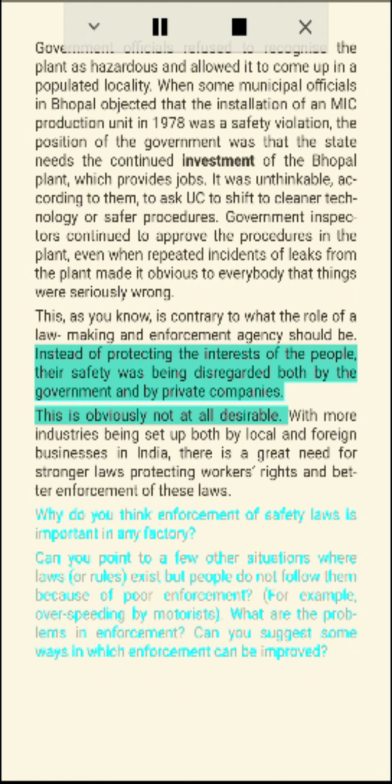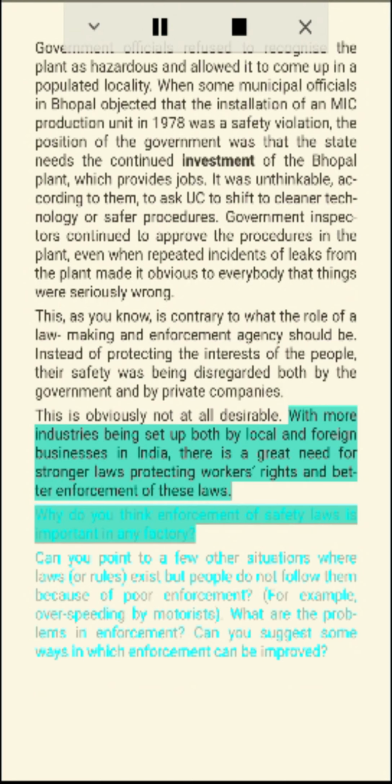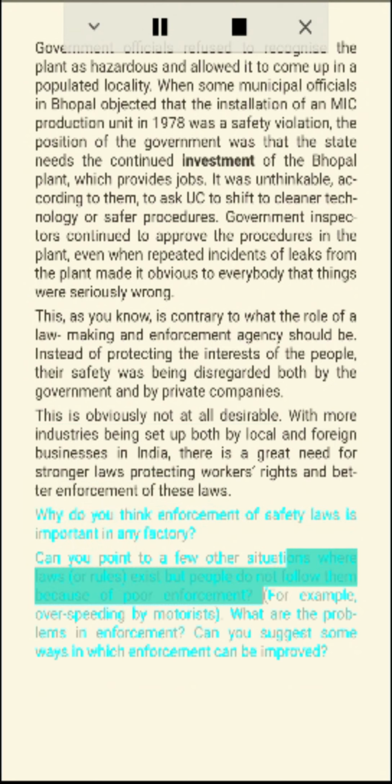This, as you know, is contrary to what the role of the government should be. Instead of protecting the interests of the people, their safety was being disregarded both by the government and by private companies. This is obviously not at all desirable. With more industries being set up both by local and foreign businesses in India, there is a great need for stronger laws protecting workers' rights and better enforcement of these laws.